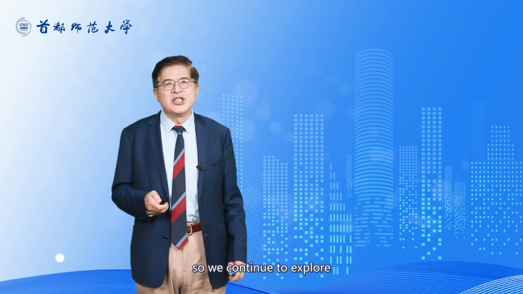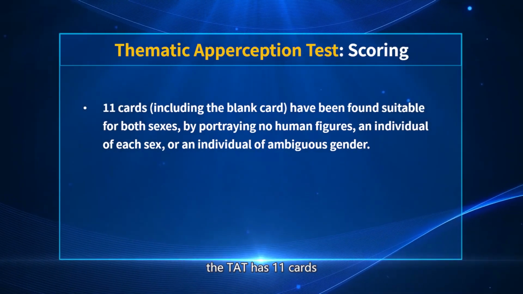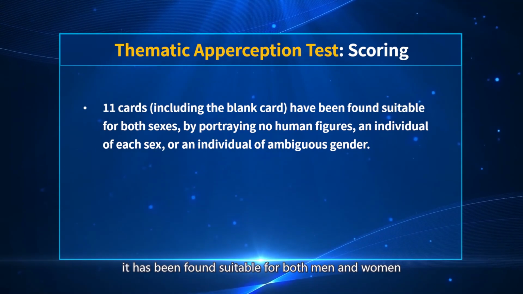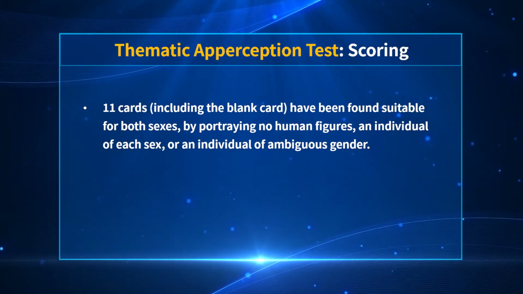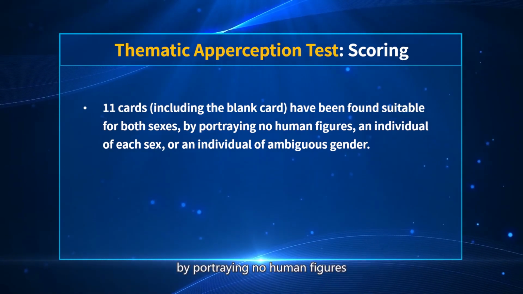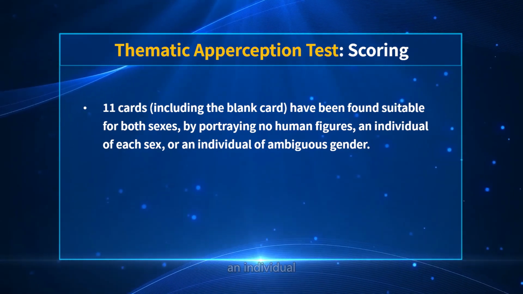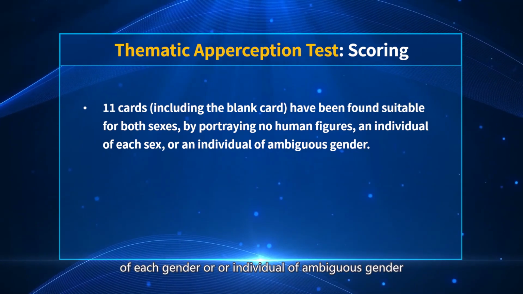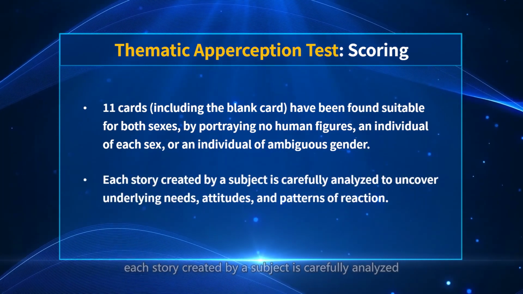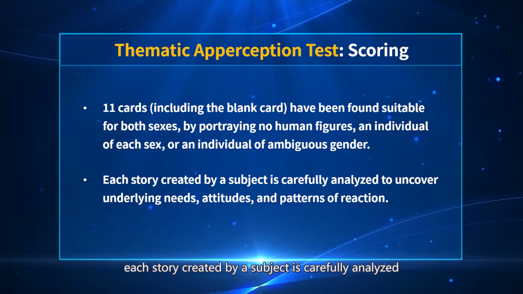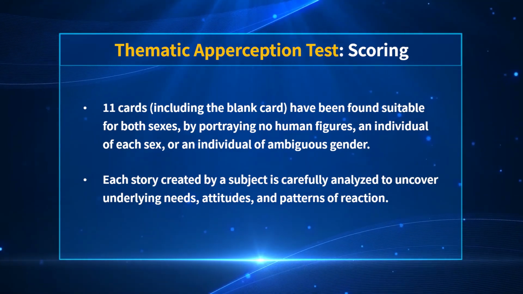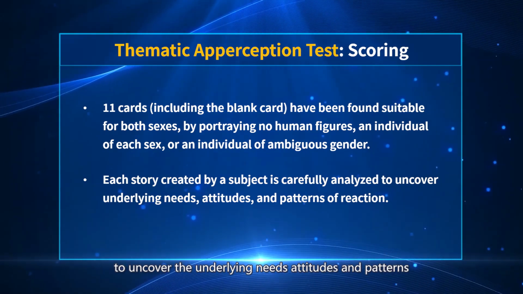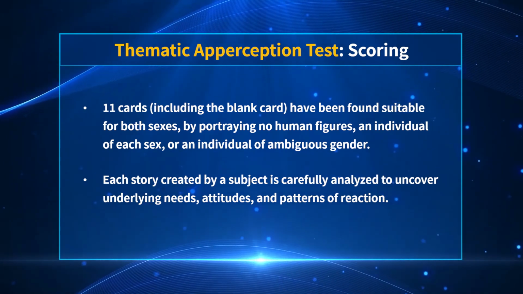So, we continue to explore. The TAT has 11 cards. It has been found suitable for both men and women by portraying no human figures, an individual of each gender, or an individual of ambiguous gender. Each story created by a subject is carefully analyzed to uncover the underlying needs, attitudes, and patterns of reaction.